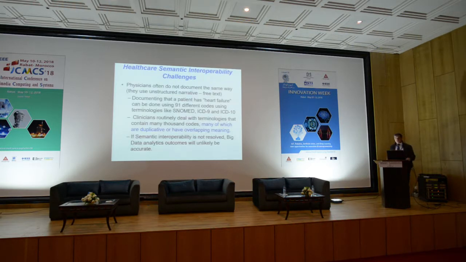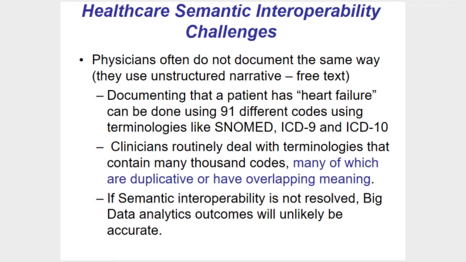So the healthcare semantic interoperability challenges are, just to give you an example, to describe that a patient has heart failure, some researchers have done some statistics and they found that we use 91 different codes using 3 different standards. SNOMED CT, ICD-10, ICD-9 are different standards. Some hospitals use SNOMED CT, others use ICD-10, and others use ICD-9. And in order to describe a patient with heart failure, they use 91 different codes.